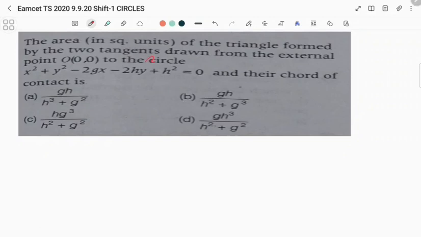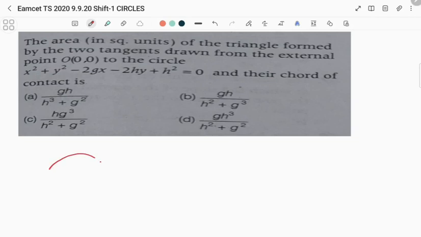The question here: the area in square units of the triangle formed by the two tangents drawn from the external point (0, 0) to the circle x square plus y square minus 2gx minus 2hy plus h square equal to 0 and their chord of contact is. So they are asking the area of a triangle. So we need to draw the rough figure, dear students, according to the question.